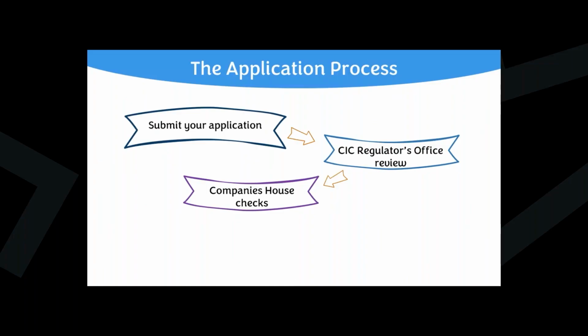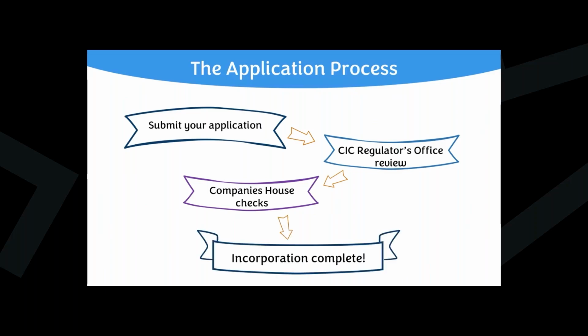On the other hand, if the company is successfully incorporated, you'll receive a notice of this from Companies House. At this stage, you'll also receive your company number, which is unique to you. At this stage, your incorporation is complete and you're ready to get started with your community interest company.